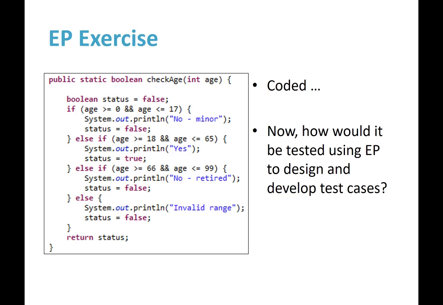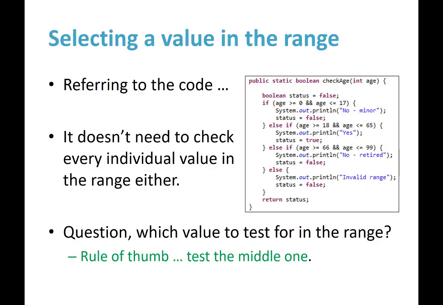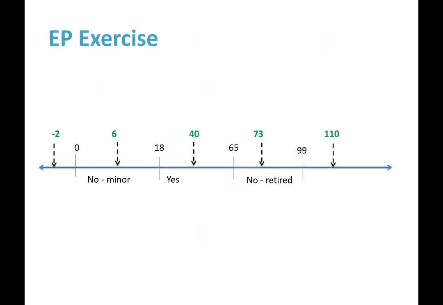Even though you have a knowledge of the code in terms of conducting the tests, it doesn't make a difference. You just need to be able to pick the correct values to actually test. So, rule of thumb, we'll usually go for a value somewhere in the middle. In this case, I would go for something like this: -2. 6 is somewhere in the middle of 0 and 18. 40 somewhere in the middle of 18 and 65. 73 somewhere in the middle of 65 and 99. And then we have 100 on the opposite side as well.